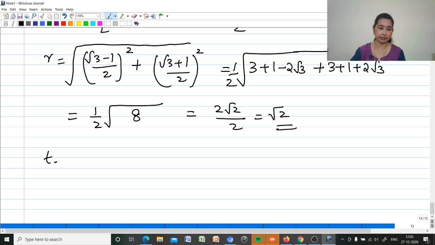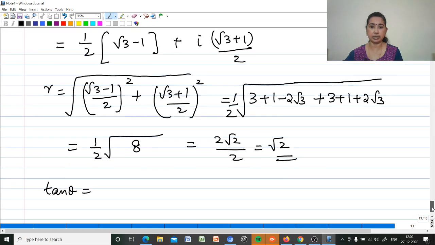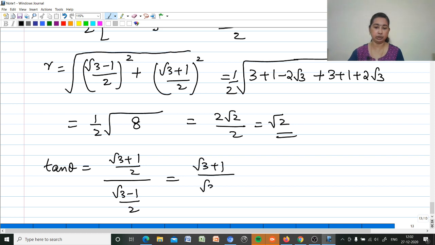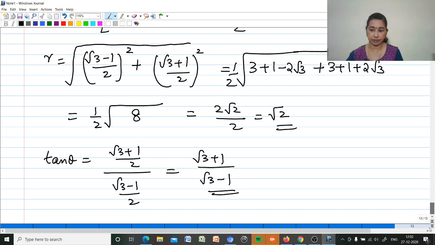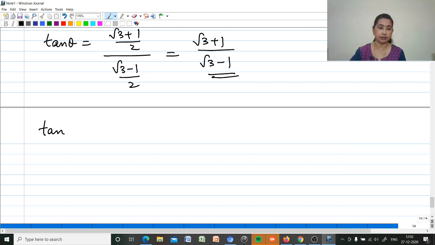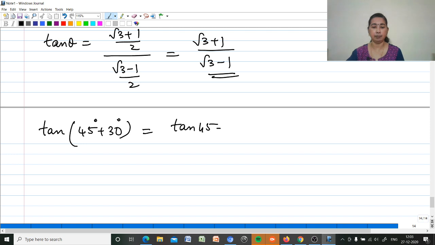Now we have to find what is tan theta. Tan theta is equal to y by x. Y here is root 3 plus 1 by 2, divided by root 3 minus 1 by 2, which is equal to root 3 plus 1 by root 3 minus 1. That is tan theta. So for which value of theta are we getting this value? That we have already studied, that is tan of 45 plus 30, which can be written as tan 45 plus tan 30.